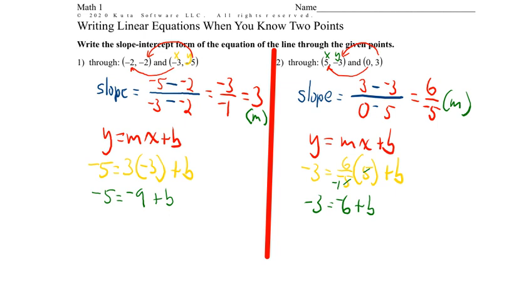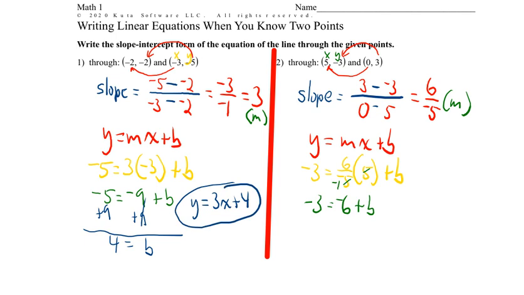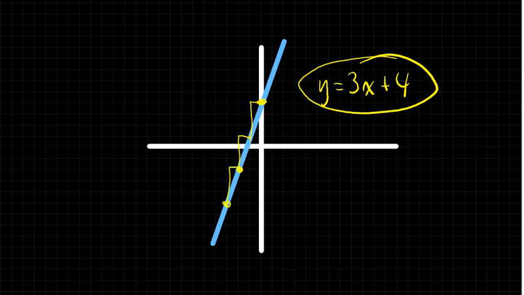All right. Omar, what's my last step on number 1? What's my last step over here? How do I finish this one up? Plus 9, plus 9. Good. Beautiful. Thank you. Plus 9, plus 9. So I get 4 equals b. And then we put it all together. y equals 3x plus 4. And that's what we said over here.